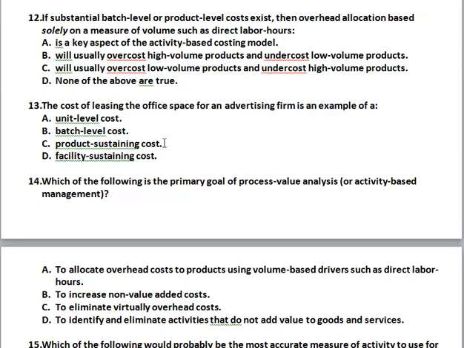Next question. If substantial batch level or product level costs exist, meaning you have a large amount of product level costs, so that could be factory rent, factory utilities, maintenance on the machinery, those would be considered product level costs. And you then allocate that cost only using number of units, or only using a single volume such as direct labor hours, then what's going to happen is that you are typically going to overcost your high volume products, and you're going to undercost your low volume products.